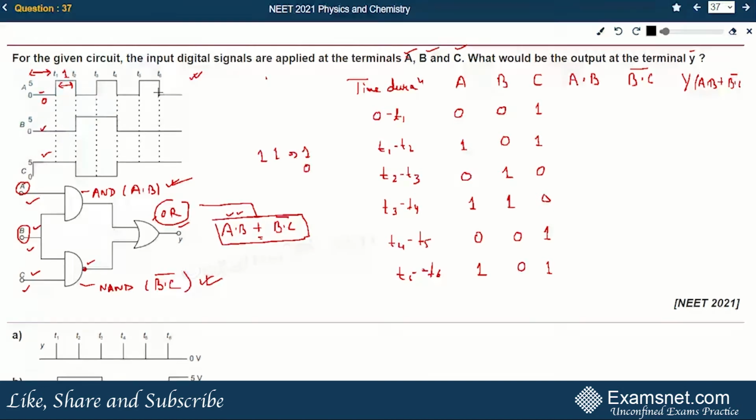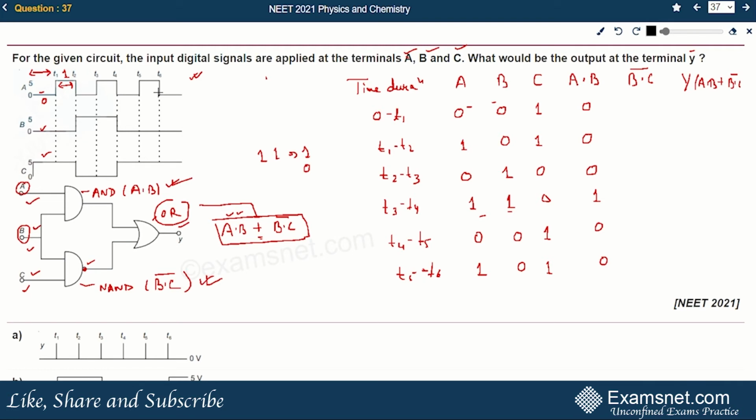Got it? So here you can see that neither A nor B has a 1, so the resultant will be 0. Similarly, here only A has 1, B does not have 1, so it will be 0 again, but here both have 1, so the resultant will be 1. Here 0 again, then 0 again.